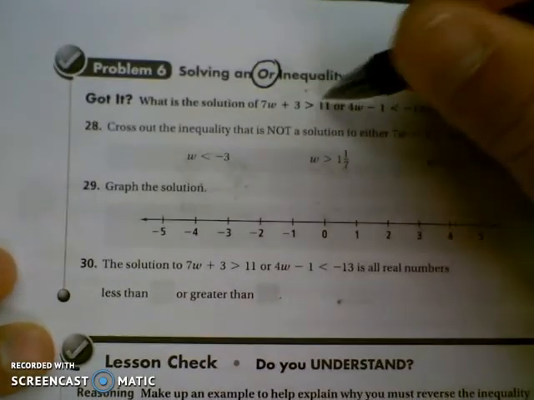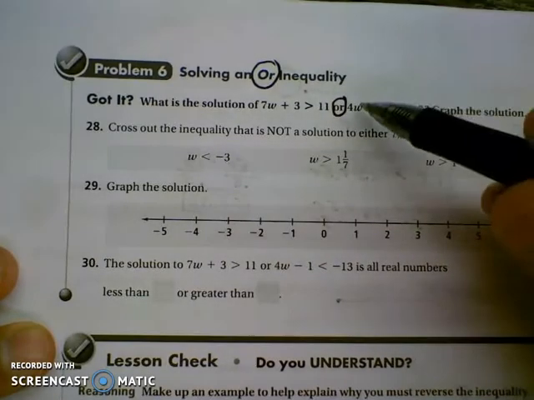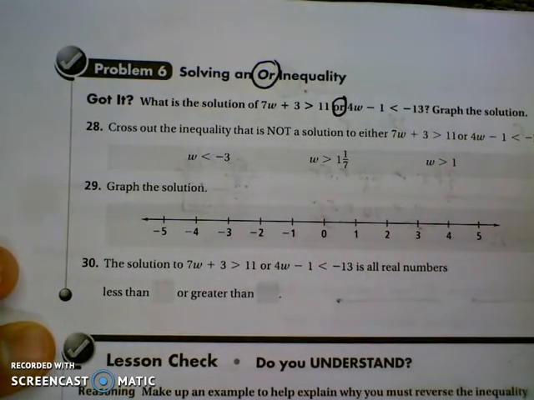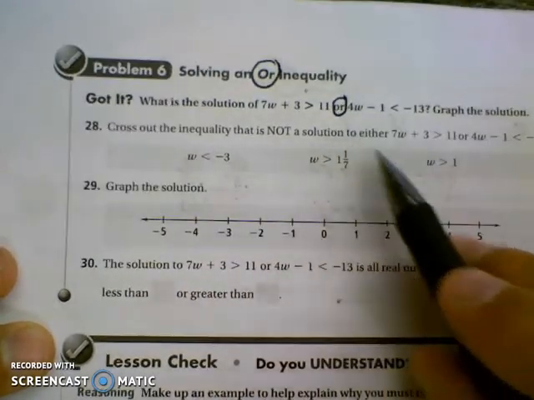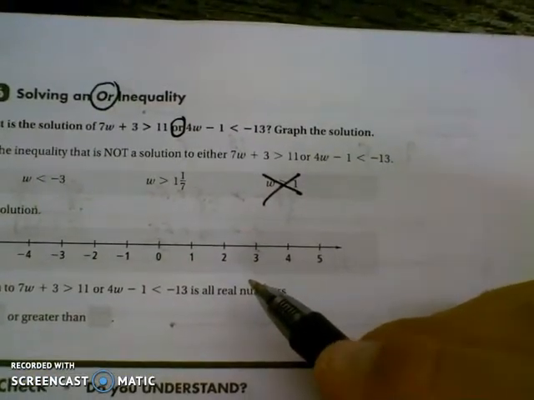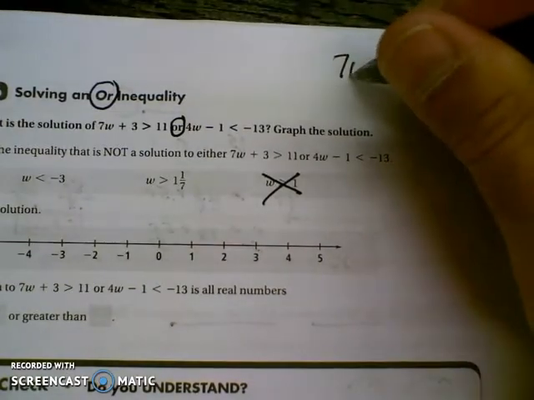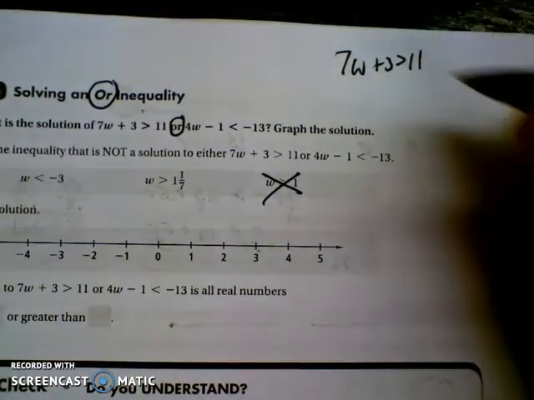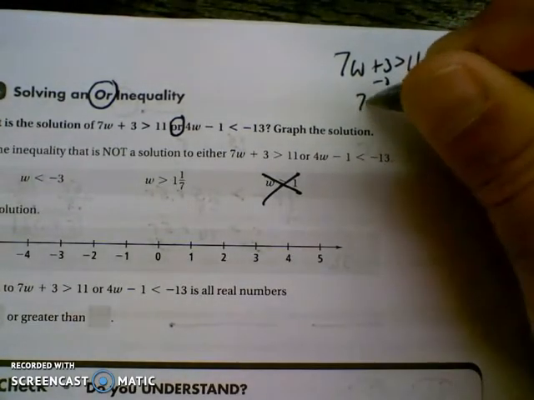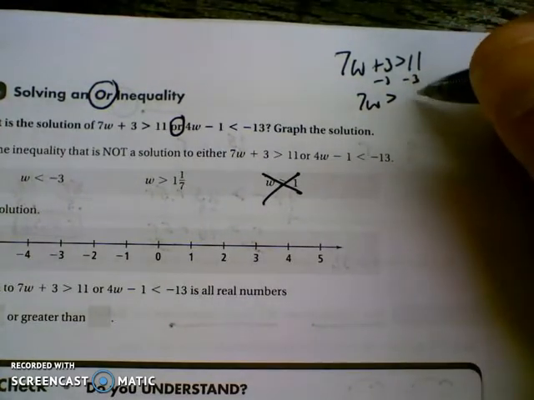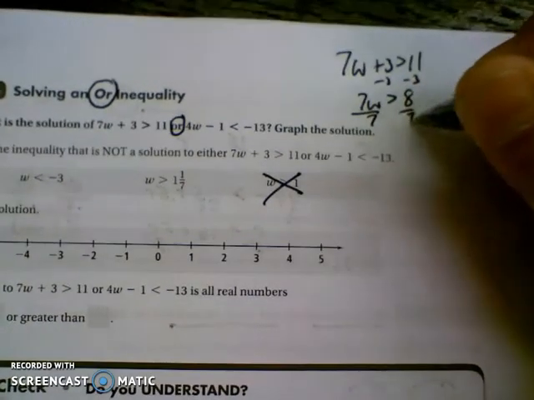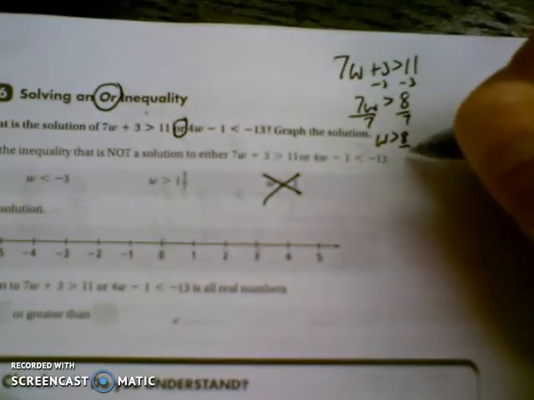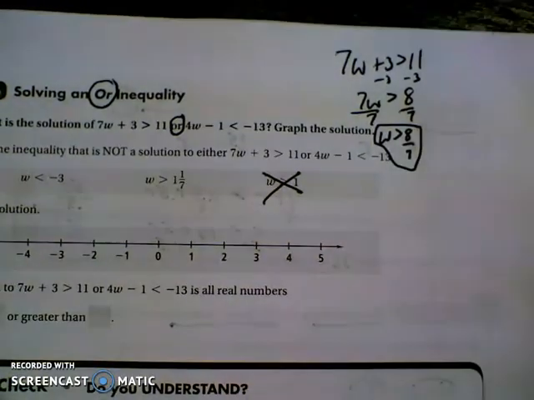7w plus 3 is greater than 11, or 4w minus 1 is less than negative 13. So cross off the inequality that's not a solution of this. We're going to cross off this one, and we're going to graph the solution. Before we graph it, we need to solve it though. So let's solve this. 7w plus 3 is greater than 11. Minus 3, 7w is greater than 11 minus 3 is 8. Divided by 7, divided by 7. w is greater than 8 over 7. We can keep it that way. You don't need to make it a decimal.